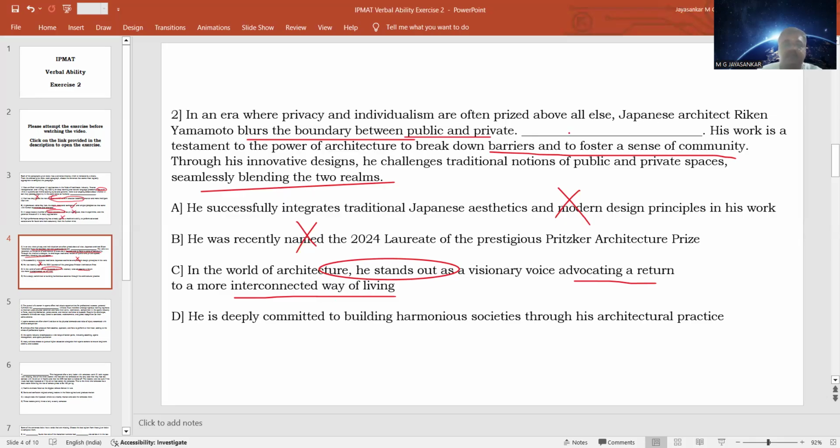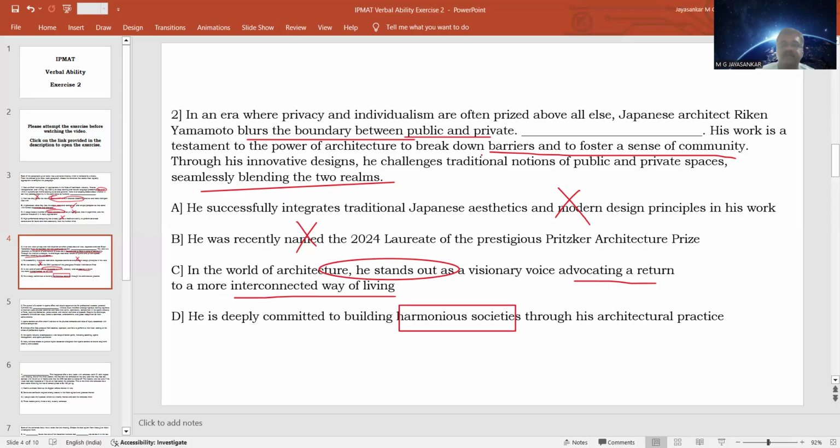By fostering a sense of community, by challenging the traditional notions of public and private spaces, he is deeply committed to building a harmonious society. So, which is the better answer to be given an option or this blank space? That is where the question is deeply committed. So, in this sentence, we are talking about harmonious societies. How are these harmonious societies built?